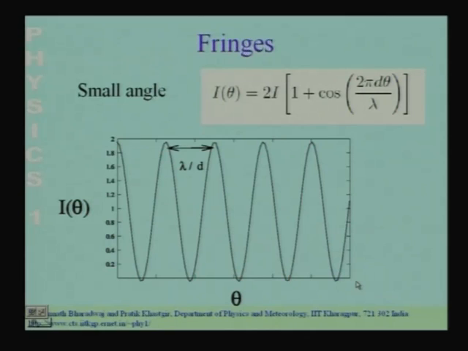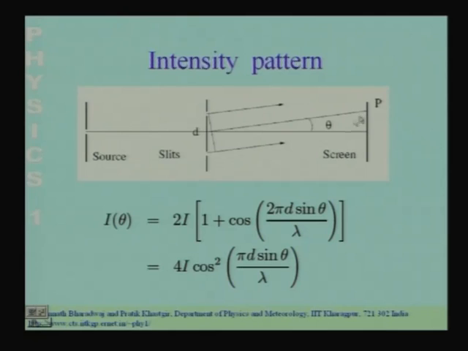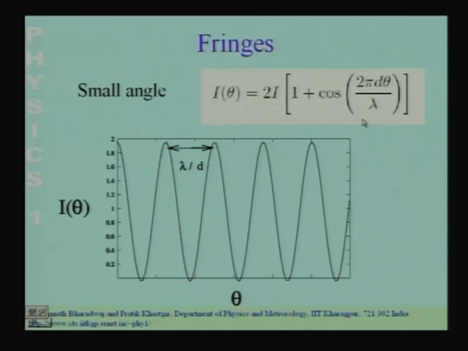Now, quite often it is the small angles, the angles near the line to the center of the two slits, which are of interest, and why small angles are particularly of interest shall become clear when we have studied diffraction. So, restricting ourselves to small angles, when theta is small, you can replace sin theta by theta, and the intensity pattern is now given by the expression over here. All that you have done is you have replaced sin theta by theta.